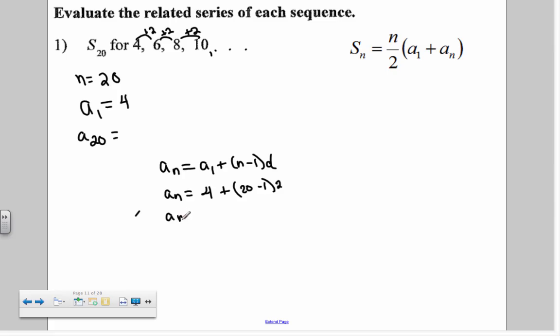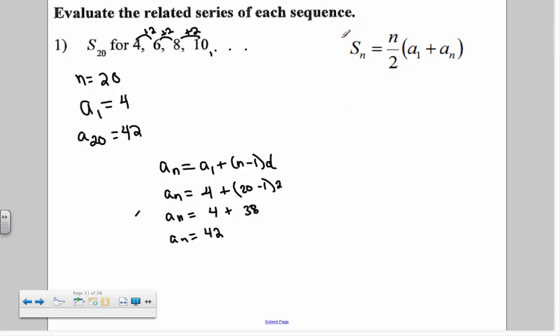Then I would calculate this. 20 minus 1, that's 19. 19 times 2 is 38, which means my a sub n is 42. So a sub 20 then is 42. That's what I solved for.